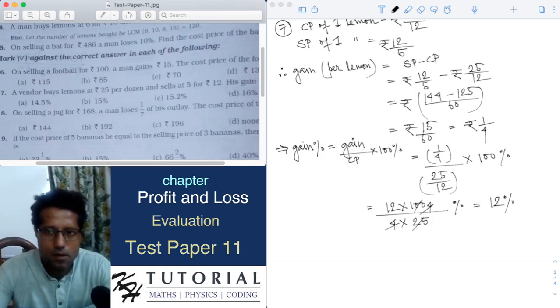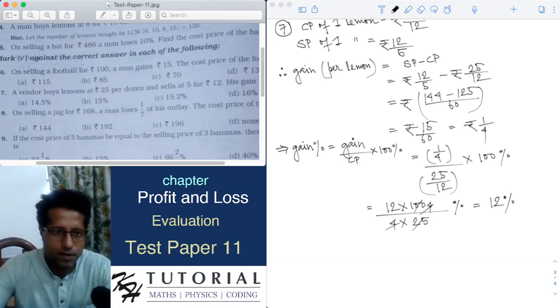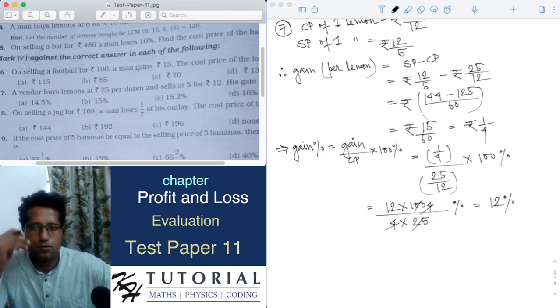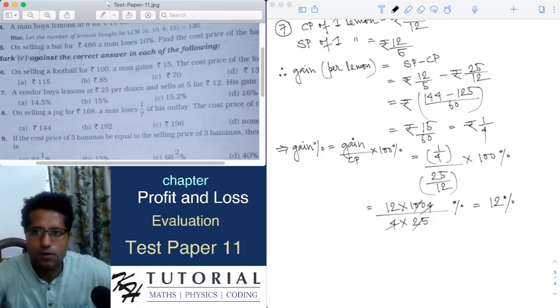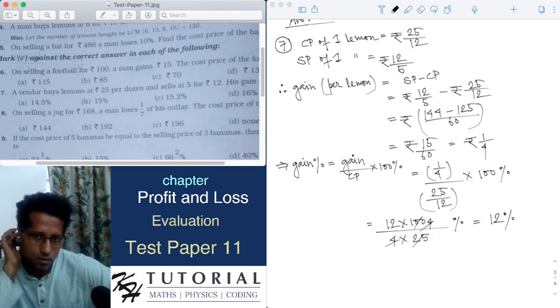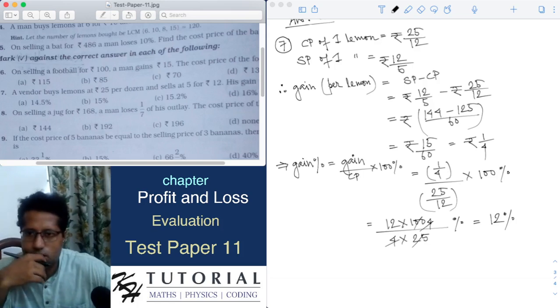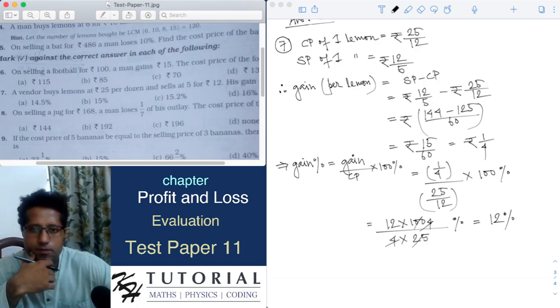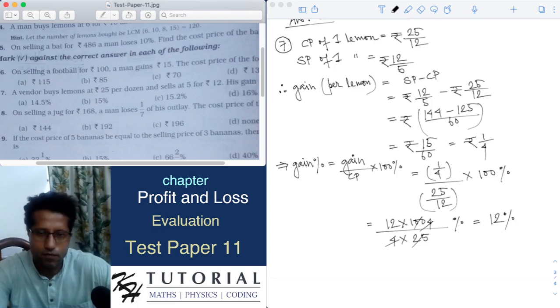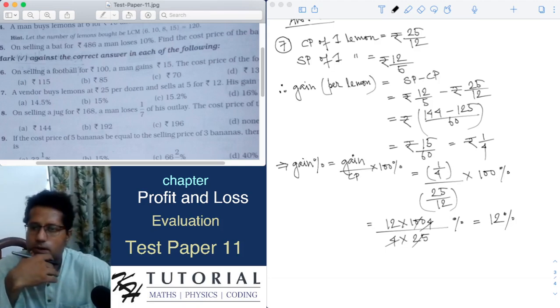Cost price of 1 lemon: the vendor buys lemons at rupees 25 per dozen. So 12 lemons cost rupees 25. Therefore, 1 lemon will cost 25 by 12. Selling price of 1 lemon: it is given that he sells 5 for rupees 12, so the selling price of 1 lemon is 12 by 5. The gain per lemon is 12 by 5 minus 25 by 12, which is 144 minus 125 by 60.